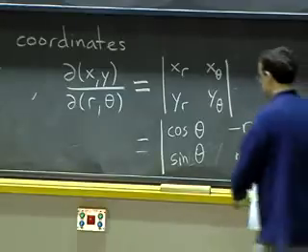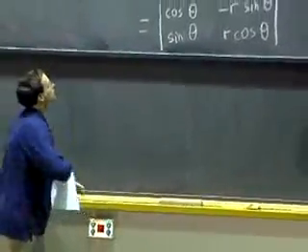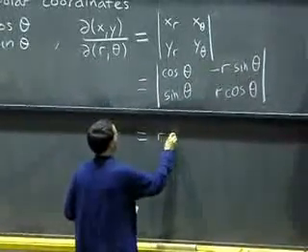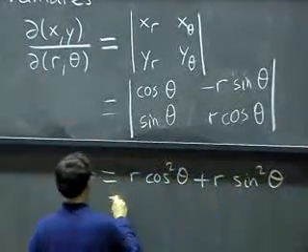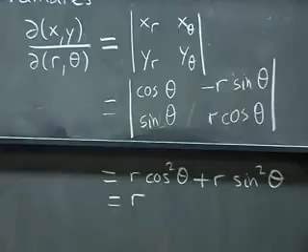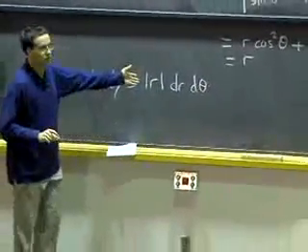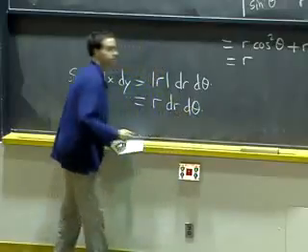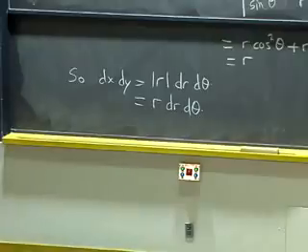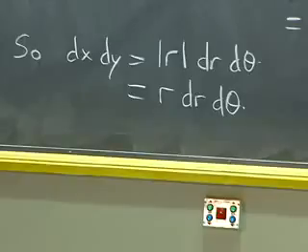And now if we compute this determinant, we'll get r cosine squared theta plus r sine squared theta. And that simplifies to r. So dx dy is the absolute value of r, dr d theta. But remember that r is always positive, so it's r dr d theta. Okay? So that's another way to justify how we did double integrals in polar coordinates.